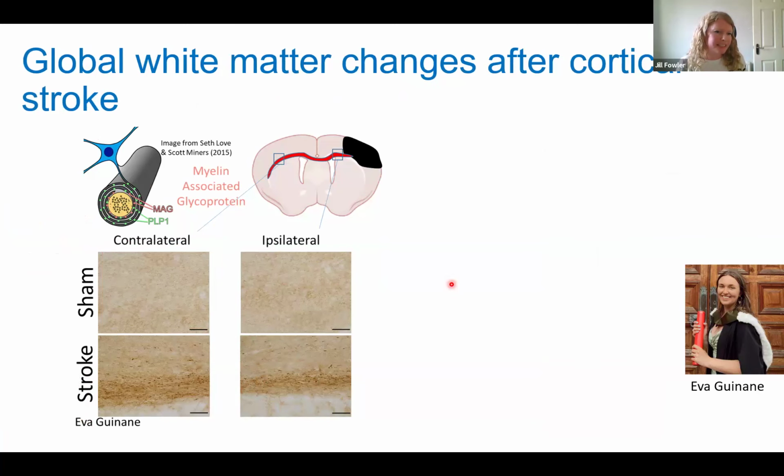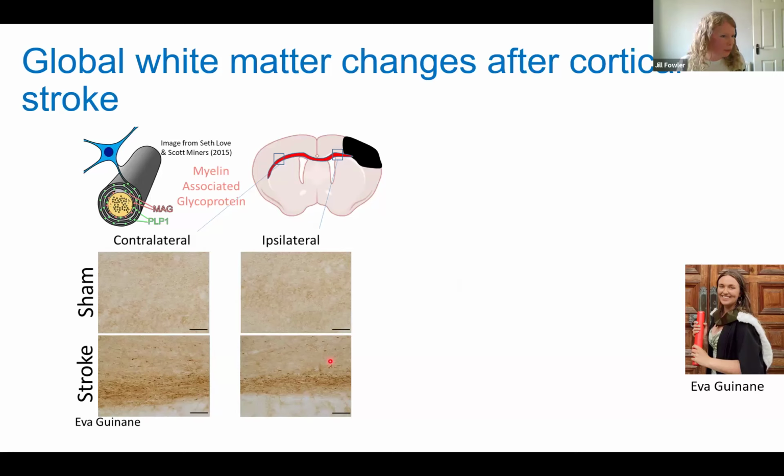Similarly, where we see changes to reactive astrocytes and microglia in the contralateral hemisphere, it is often in white matter tracts. And we think these changes are associated with alterations to white matter integrity. So here we can see sections from MAG immunostaining. So this is myelin-associated glycoprotein. This is a marker that we commonly use in models where there's reductions in blood flow. We see it's quite sensitive to these changes.